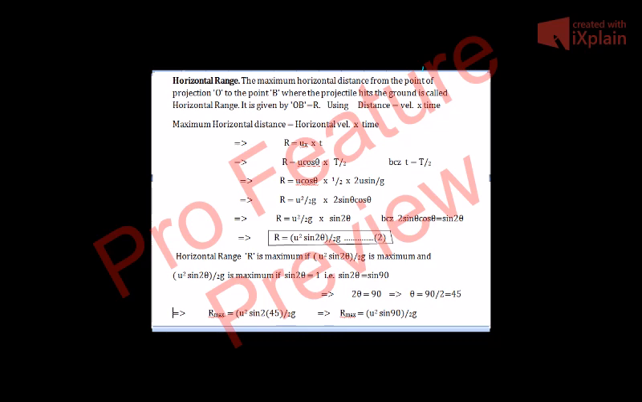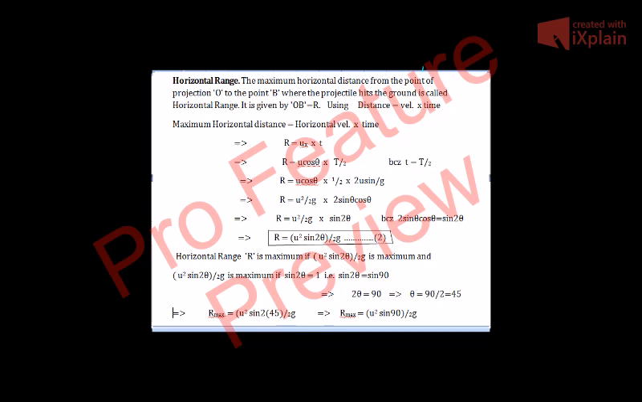This is the formula: sin 2 theta is equal to sin of theta plus theta, that will be sin theta cos theta plus cos theta sin theta, that will be equal to 2 sin theta cos theta. You can use this relation. So R will be equal to U square by 2g into sin 2 theta. This implies R will be equal to U square sin 2 theta by 2g.